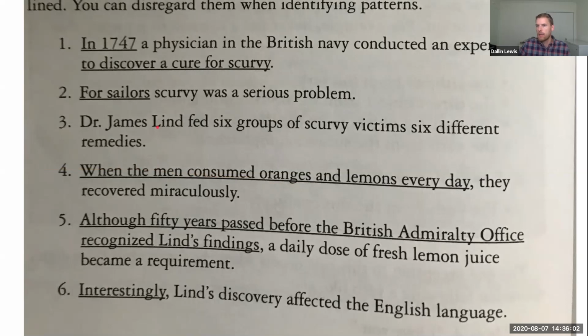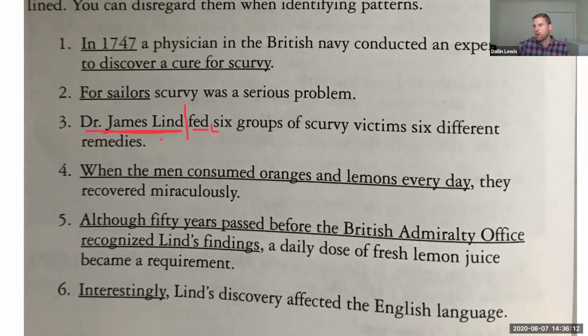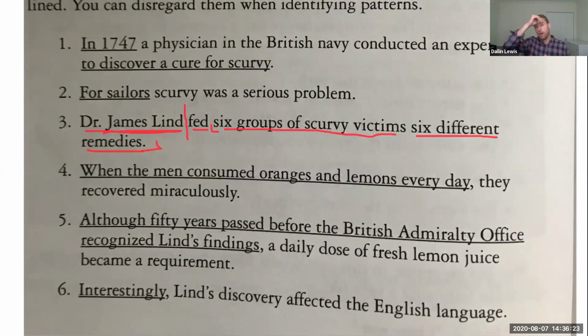Yeah, here's one. Number 3, Dr. James Lind, that's my first noun. It's coming right before my tense verb, so that's my subject. Fed is my tense verb, which means I got my predicate here afterwards. 6 groups of scurvy victims, 6 different remedies. Okay, I've got 2 noun phrases, right, one after the other. That means I either have indirect object and object, or I have direct object and object complement.